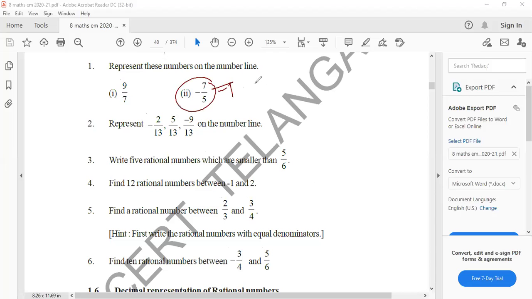This you can write as a mixed fraction. What can you write? 7 by 5. 5 once is 5, and the remainder is 2. So this you can write as 1 2 by 5. Minus 1 2 by 5. We can write it very clearly: 1 2 by 5. So this you can write as minus 1 2 by 5.